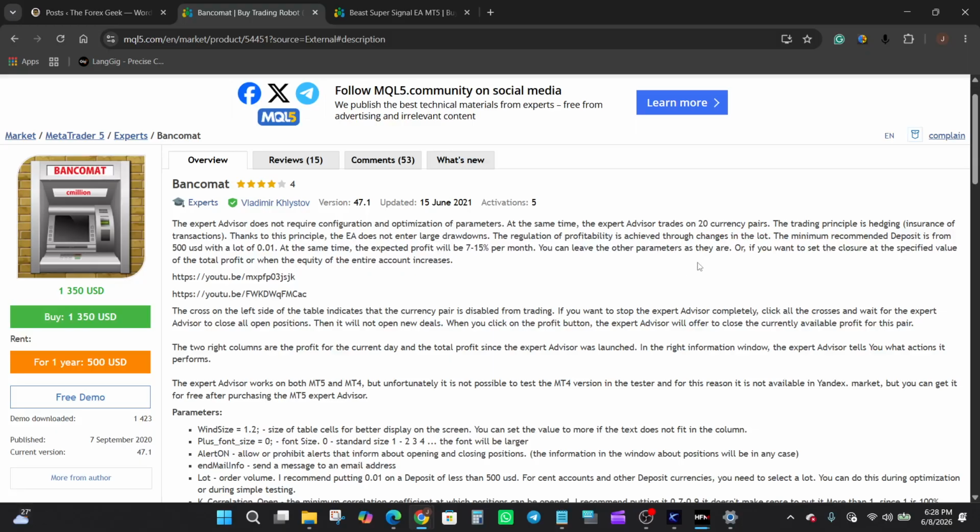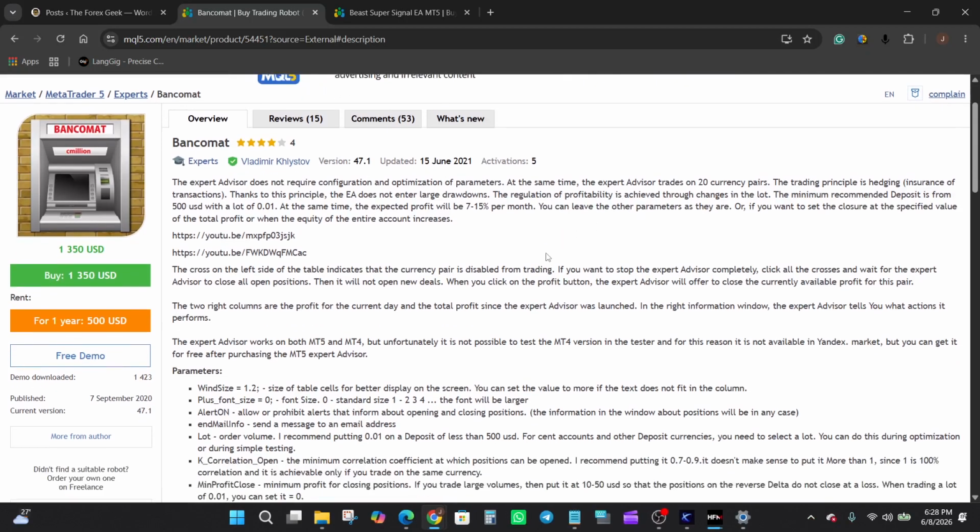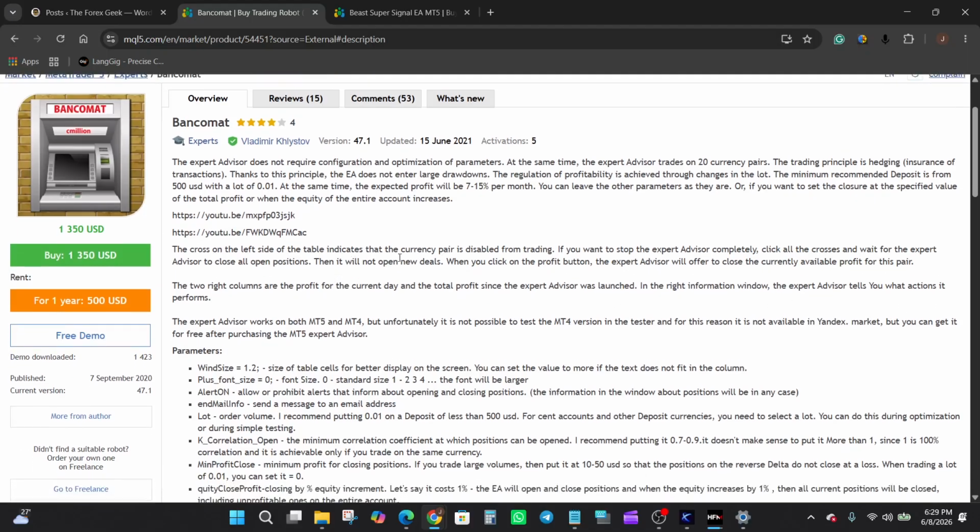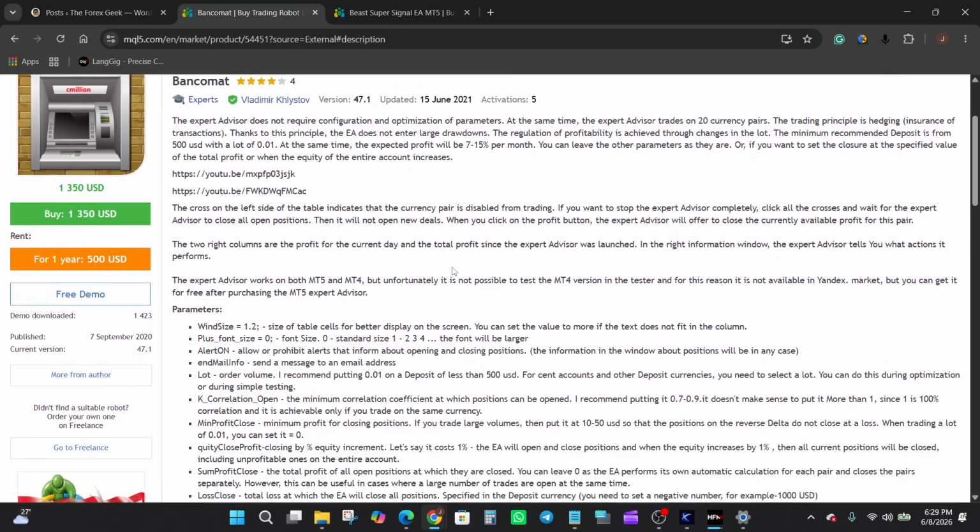The description states that the core trading principle is based on hedging, which the developer describes as a way of ensuring transactions and reducing large drawdowns. The marketplace information also mentions that the EA does not require extensive configuration or optimization, although there are numerous parameters available for traders who want more control over how positions are managed.